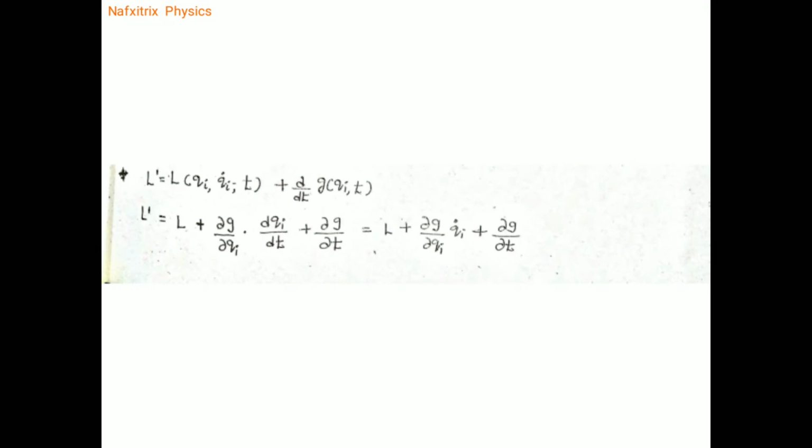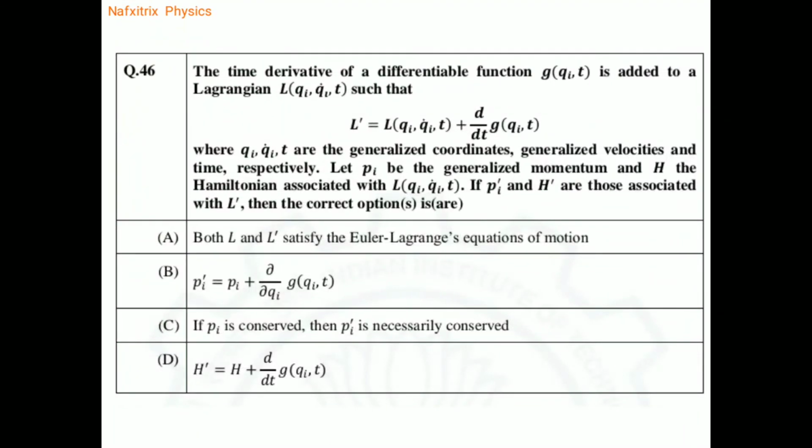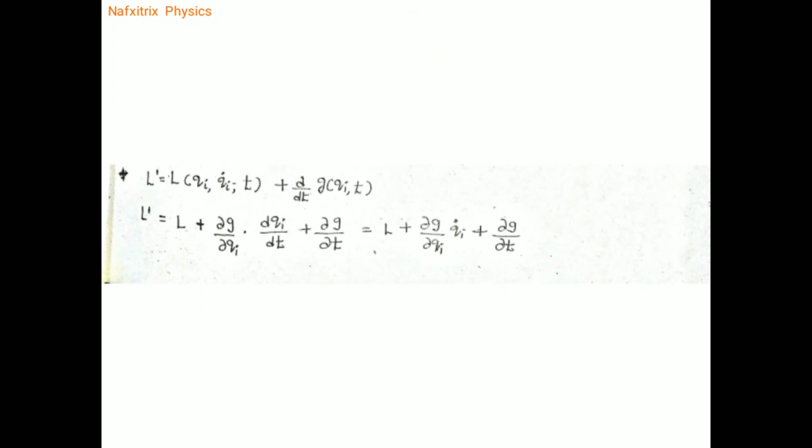So first of all, in the question they have given this new Lagrangian, and the same we have to take. So the new Lagrangian is this. Now we need to simplify this new Lagrangian. So L is as usual like that, and d by dt of g. Here g is a function of q and t, that is, generalized coordinates and time.